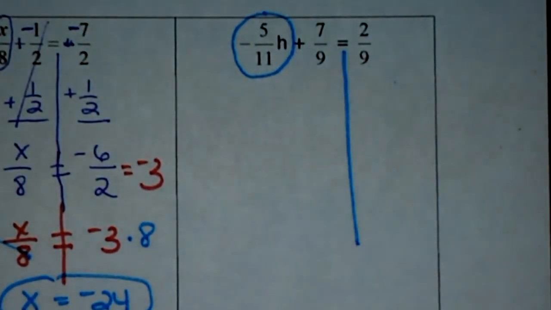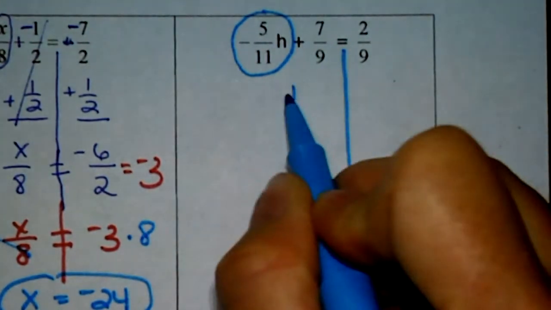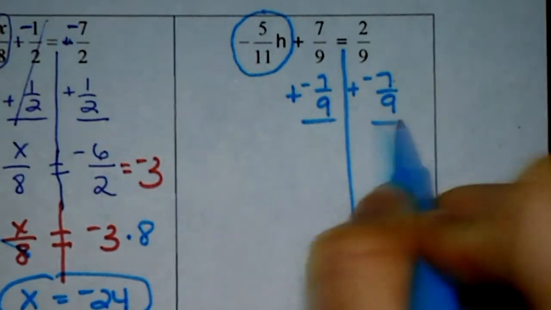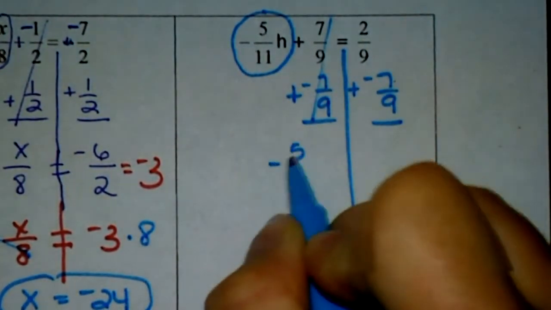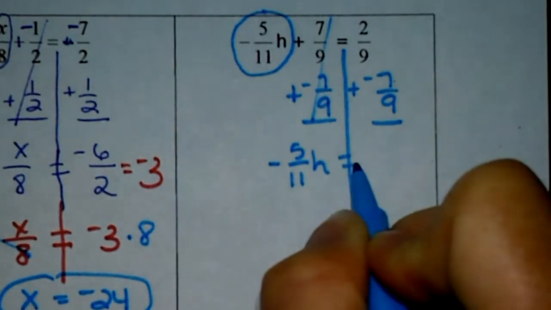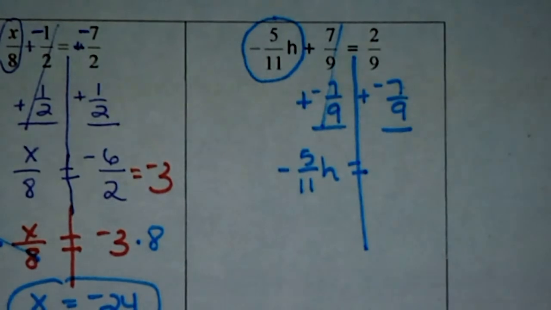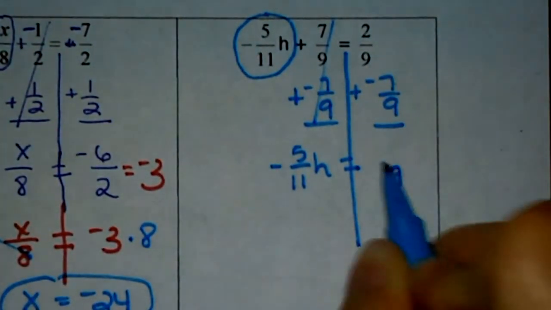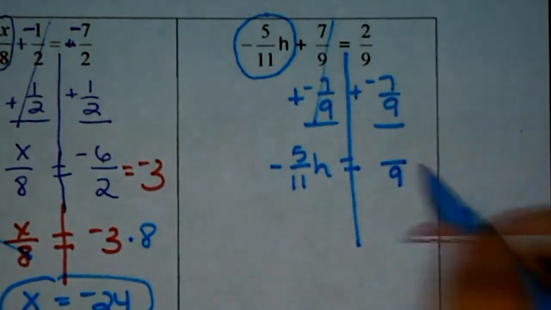I want to get rid of what's being added to that first. To cancel out a 7/9 that's being added, I'm just going to add a negative 7/9. Those equal 0 when you add them together. I'm left with negative 5/11 h equals, and again, I gave you like denominators. Doesn't that make you so happy? So all we need to do when I have a like denominator I'm adding, bring over your denominator and add your numerators. 2 plus negative 7, that's negative 5.